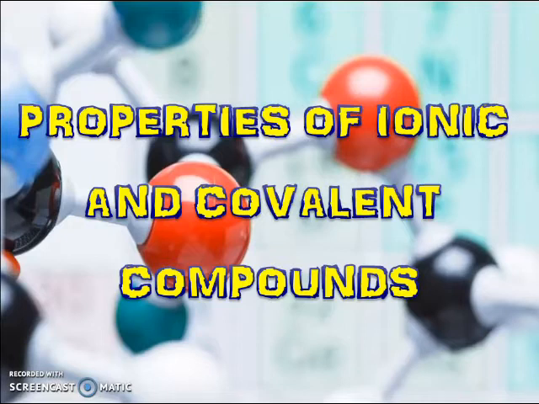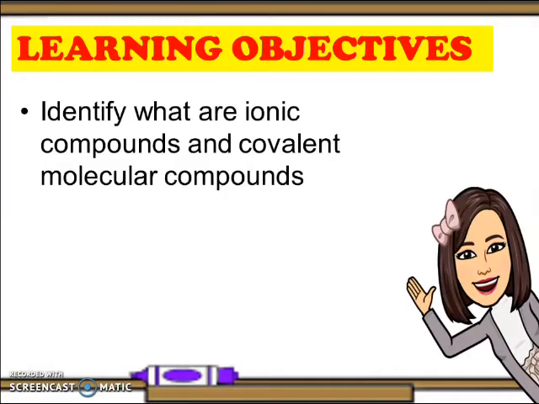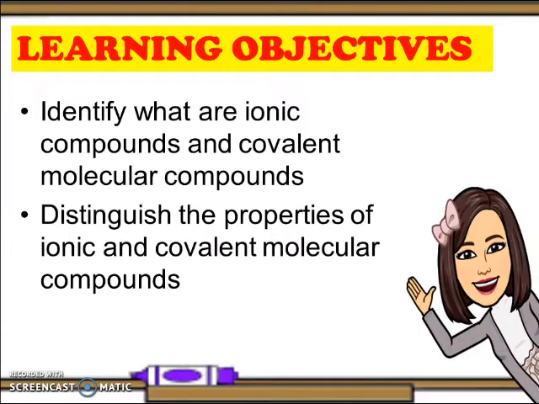In this lesson, you will recognize the properties of ionic and covalent compounds. At the end of our discussion, you should be able to identify what ionic compounds and covalent molecular compounds are, and distinguish the properties of ionic and covalent molecular compounds.